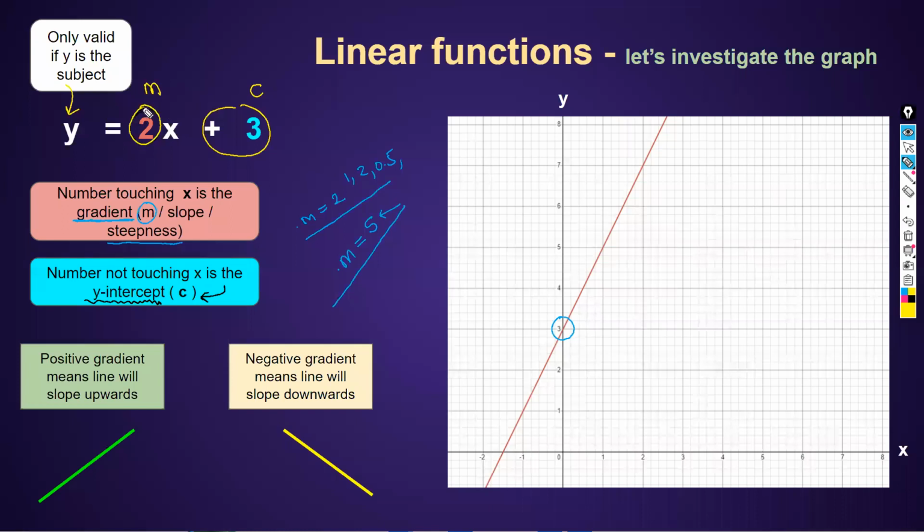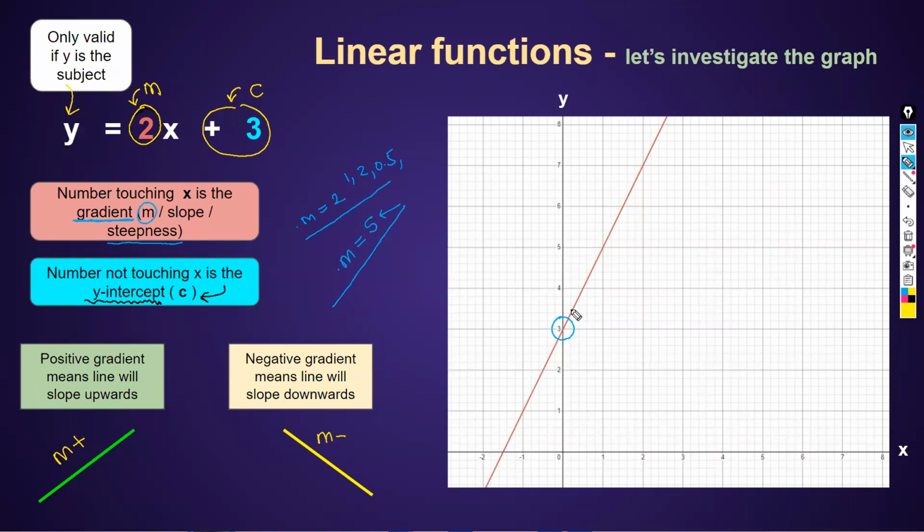And here's the thing. The sign of the gradient can actually tell you whether the graph will be going upwards or downwards. Anytime your gradient is positive, when you draw it on graph paper, it will slope upwards. And whenever your gradient is negative, the graph will always go downwards. You notice in today's question, the gradient is positive too. So that's why when we drew the graph, it is sloping upwards. And you notice your y-intercept is 3. You notice your graph did cut the y-axis at 3.